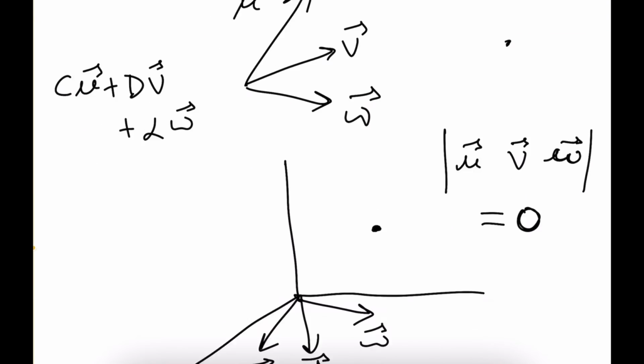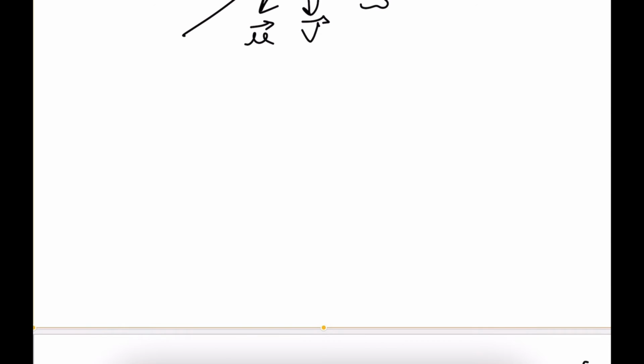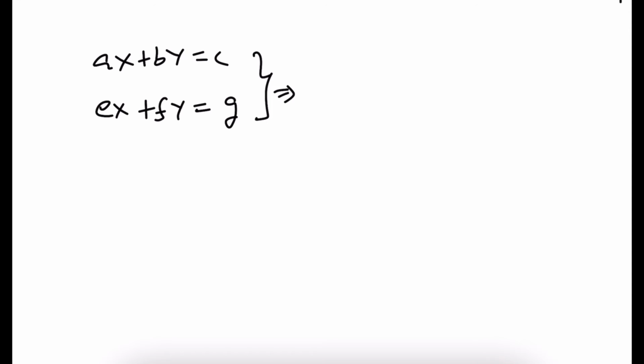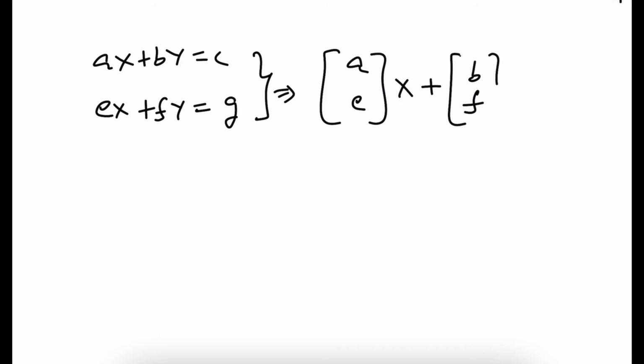Now we'll see how this relates to equations. Let's say we have two equations, ax plus by equal to c, ex plus fy equal to g. Now we want to see if these two equations have one solution or infinitely many solutions or no solutions at all, that is, how many values of x and y satisfy this. For that, I'm going to write this in a slightly different way. That is aex plus bfy is equal to cg.